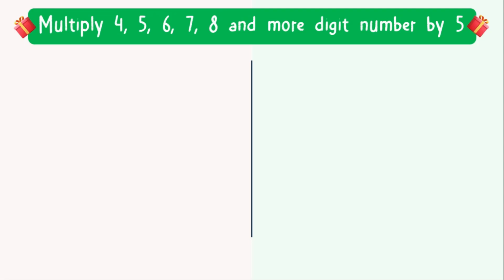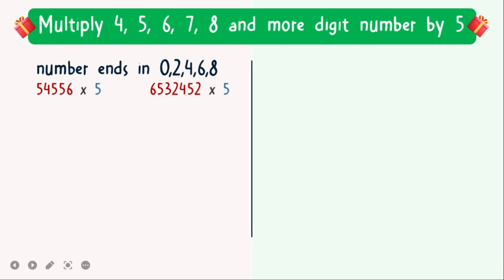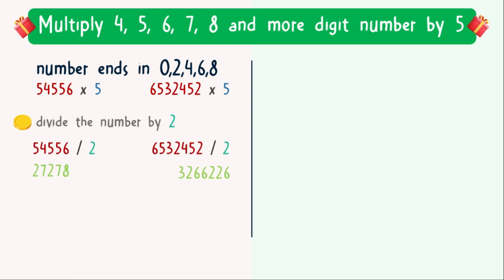What are you going to do if you want to multiply 5 digits, 6 digits, 70 digits, or more digits by 5? Let's think about this in 2 slides. The first one is any number that ends in 0, 2, 4, 6, and 8. Like you see in the example there, the first thing you are going to do is divide that number by 2, and the next step is to add 0 to the answer you get, which is right there.